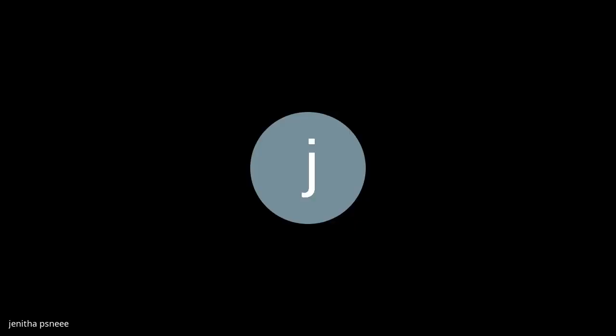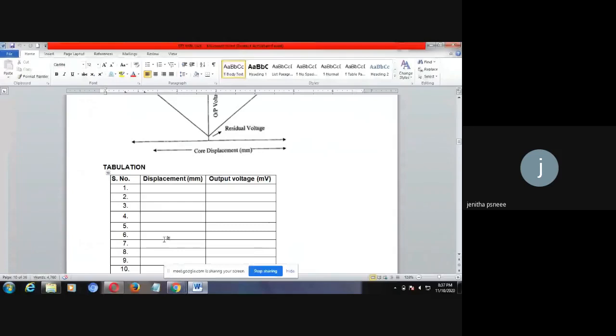Okay. The displacement you have to keep for every 2 millimeter, or you can take four readings. Then for the corresponding millimeter, you will be taking the output voltage also. That will be shown in the kit itself.